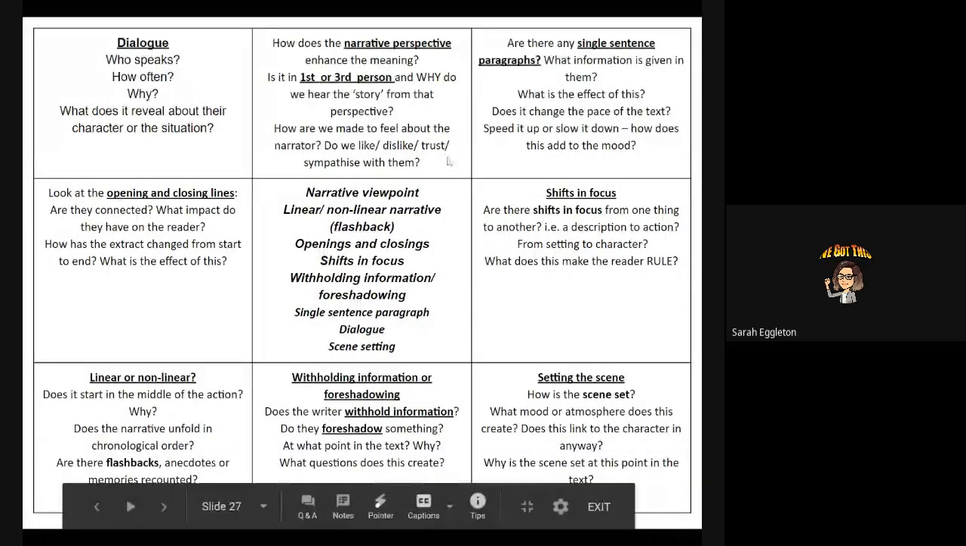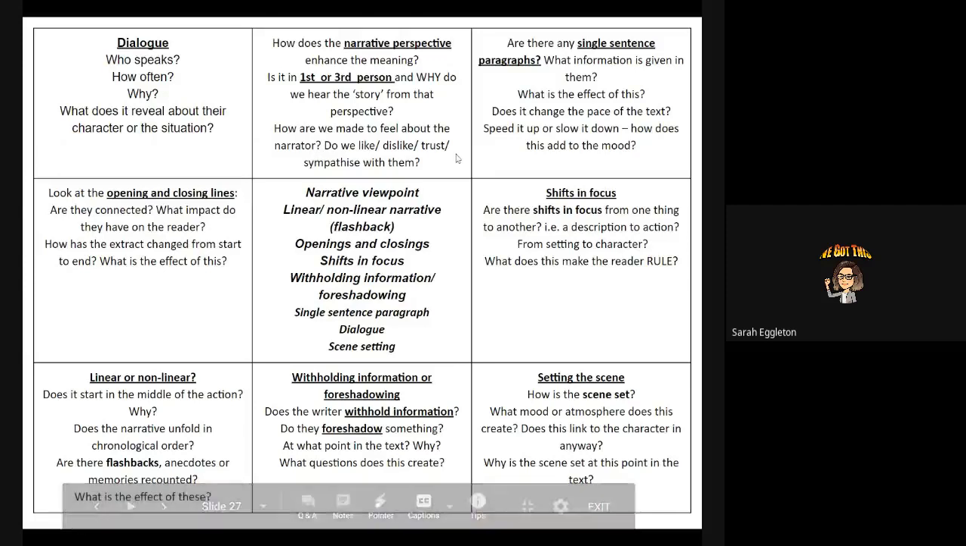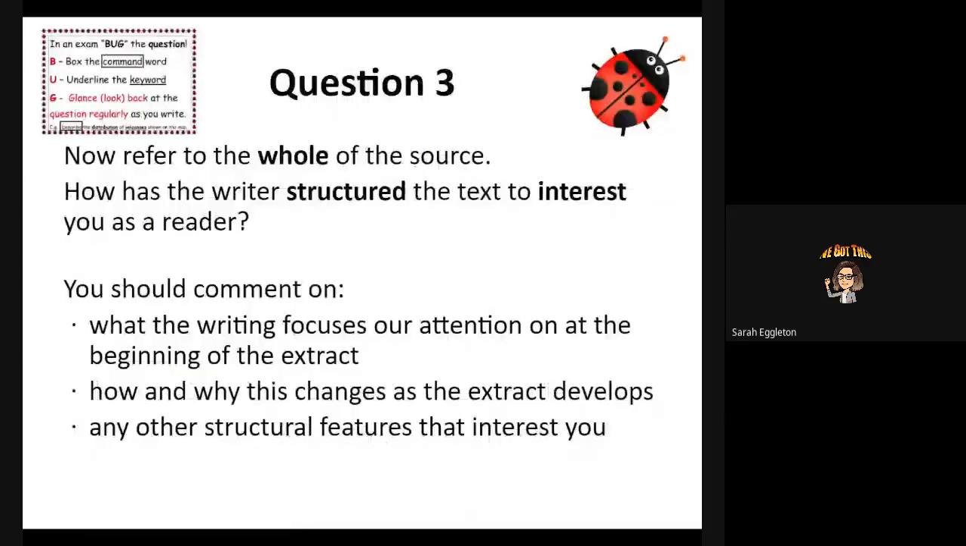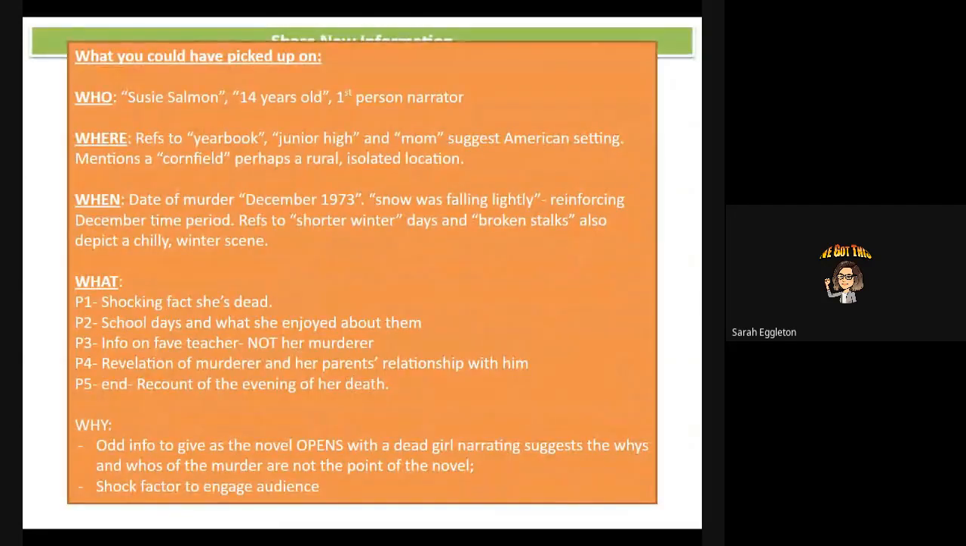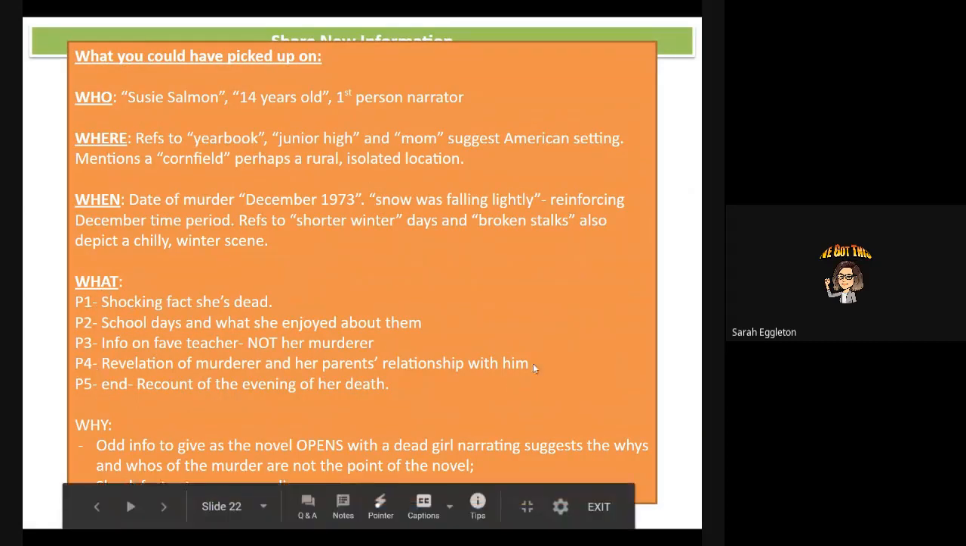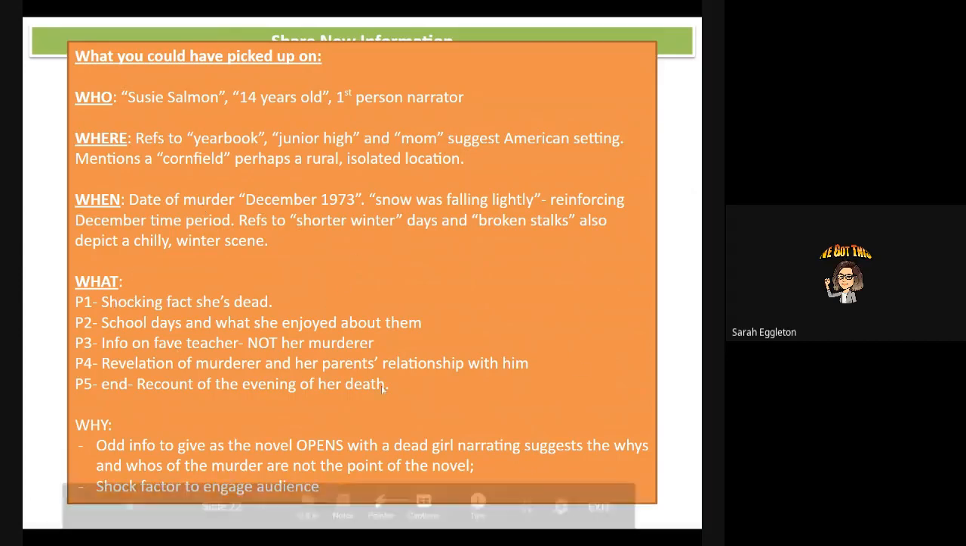Okay, how did you get on? Just by going through and identifying what is happening in each paragraph, you will notice the shifts in focus.